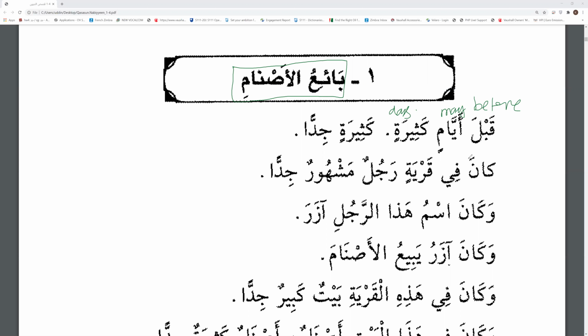Now we're starting the story, and it's telling us before many days. We've done mudaf ilay, mawsuf sifat: days, that's many. So qabla ayyamin kathiratin. Then there's a full stop. This is just the extra part of the sentence, an emphasis. Kathiratin again, many. And jiddan just means very. They're basically trying to tell us once upon a time, a very, very long time ago. Before very many days. It happened a long time ago.